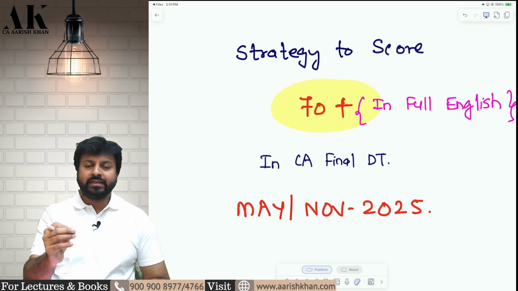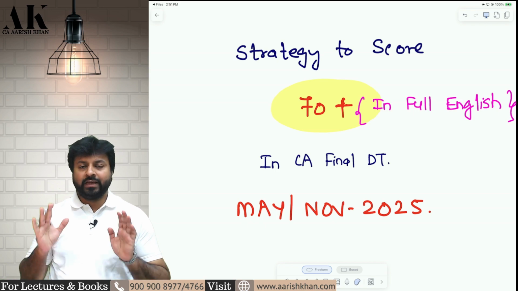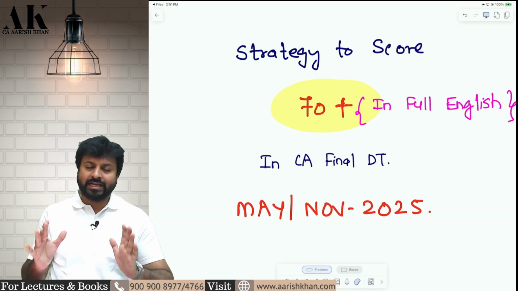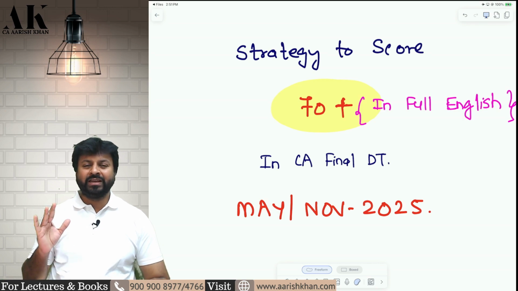And how easy it is to score 70 plus in direct tax if you have proper planning, if you have proper support from a teacher, and if you have proper material and proper lectures. So we are going to learn this aspect only in this video, because according to me, if you don't plan well, then you are planning to fail. It's very simple. You have to plan your exams very, very precisely. There has to be a master plan for every subject in your mind.